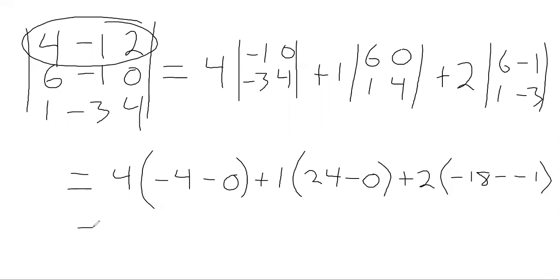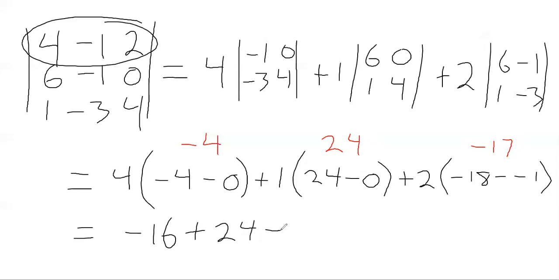So simplifying these terms, I have a -4 inside this first parenthesis. I have a 24 on the second one. And a -18 minus a -1 is going to give me -17. So if I want to continue this, 4 times the -4 will give me -16. 1 times 24 is going to give me 24. And then 2 times -17 will be -34.